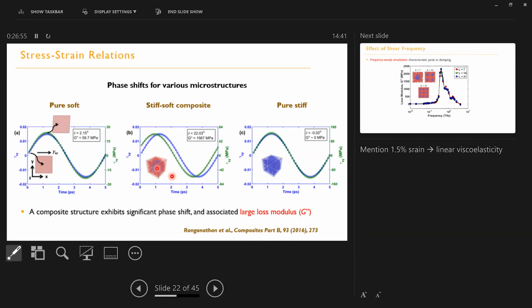And the moment we introduce a composite structure, we see that there is a finite phase difference, about 22 degrees. As a result, if you look at the loss modulus value, this is about 60 MPa, this is close to 0 MPa. The composite structure shows 2 orders of magnitude larger loss modulus compared to the pure soft phase.